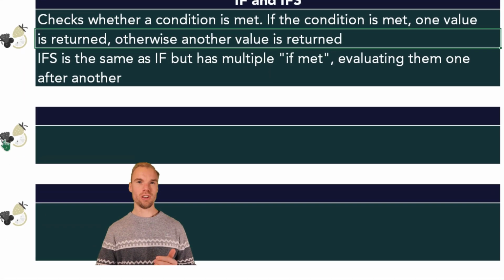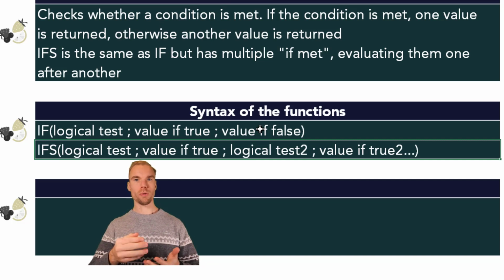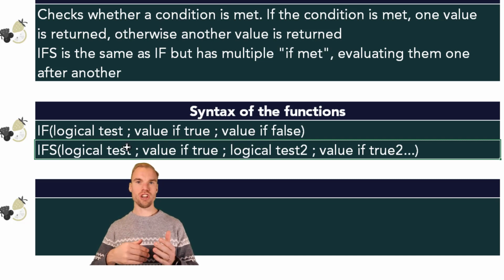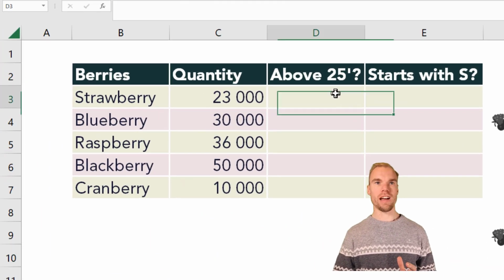You check whether it's true, and you do that as many times as you want. So the syntax for the IF function is that you evaluate one time whether or not something is true. If it's true, then what will be returned? Otherwise, if it's false, what will happen then? And as I said, the IFS function only evaluates if something is true, and then it goes to the next one. So let's try it here.